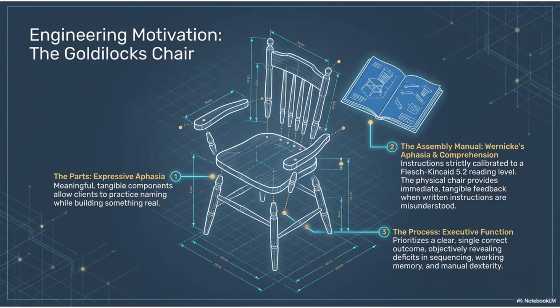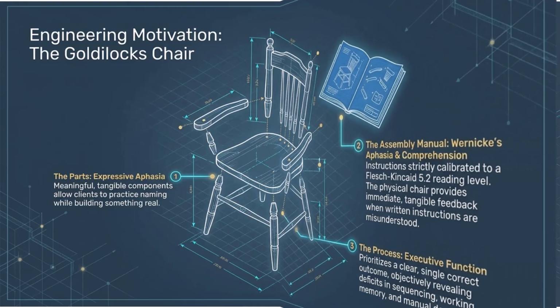A stroke survivor with expressive aphasia can practice naming parts like arm or leg while building something tangible. For a client with Wernicke's aphasia who struggles with written instructions, the physical chair provides immediate, undeniable feedback, helping them cope with frustration. Engaging in a meaningful task allows clients to unify their physical and cognitive skills rather than testing them in isolation. It validates their neuropsychological findings at the same time that it helps us to provide the just right challenge that can give our clients hope.